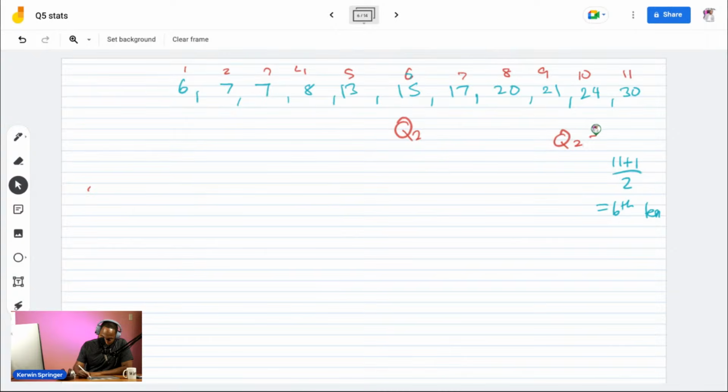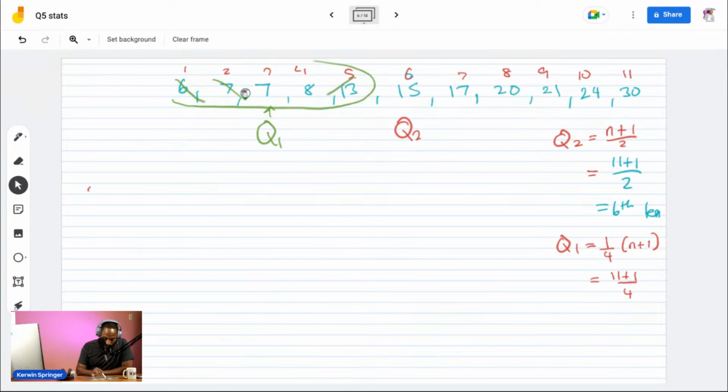Q2 is n plus 1 divided by 2, halfway through all the items. Q1 is a quarter of the way, or n plus 1 divided by 4. So that's 11 plus 1 divided by 4. It's found in the 3rd term. So you see that Q1 is over here. Class, ladies and gentlemen, Q1 is that guy. If you take the remaining items here, excluding Q2, it's the median of the lower half of the data.